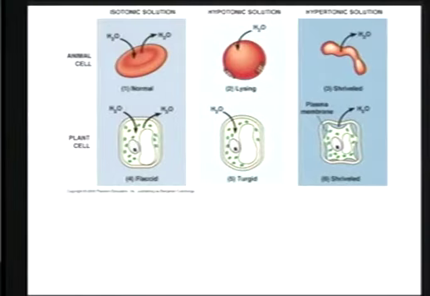Big consequences for cells, though, because cells are surrounded by lipid bilayers, which are selectively permeable membranes. They let water across, but they don't let a lot of other things across. A lot of charged stuff is going to need help to get across. So cells have a big problem with this.